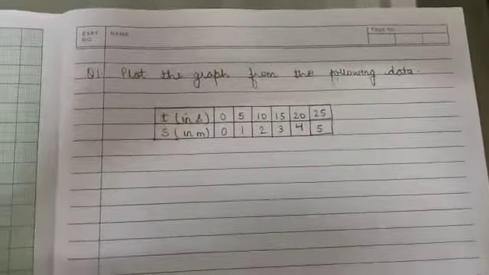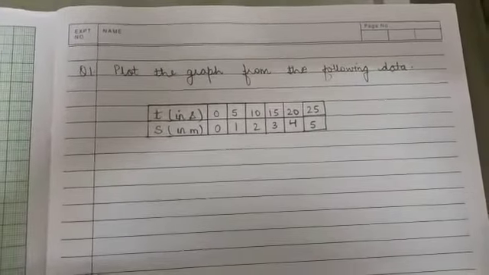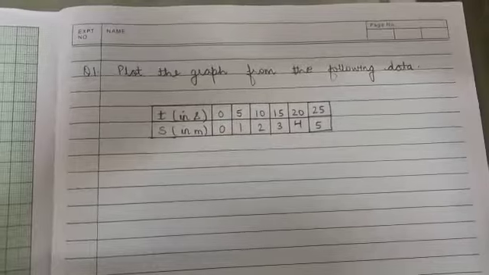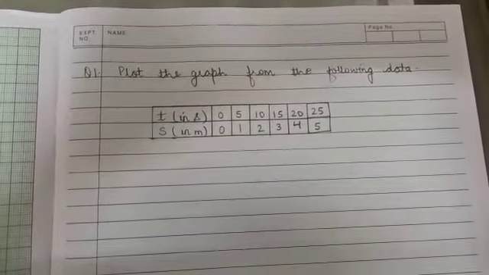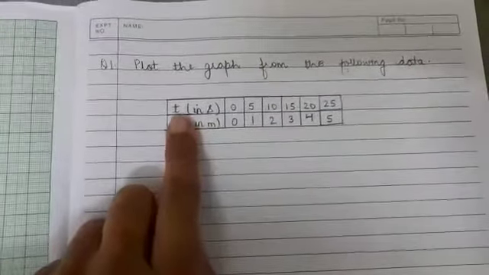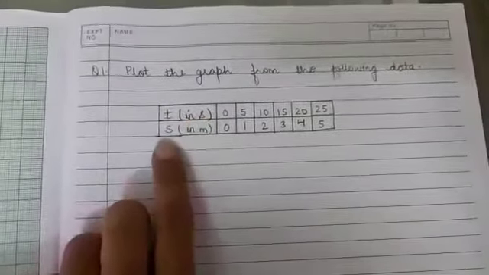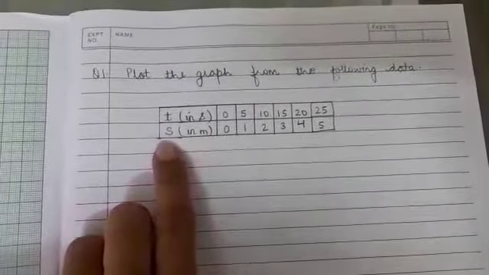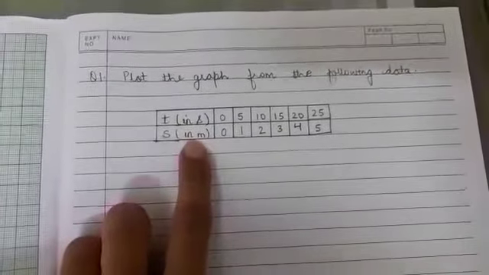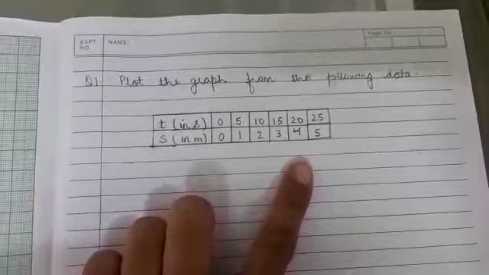Look at the question. It says, plot the graph from the following data. Distance time graph is plotted between time and distance as a quantity. In one block, time represented by small t is given in seconds. In second block, distance represented by capital S is given in meters. This is the data for which we need to plot a graph.